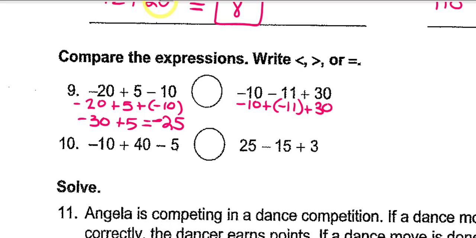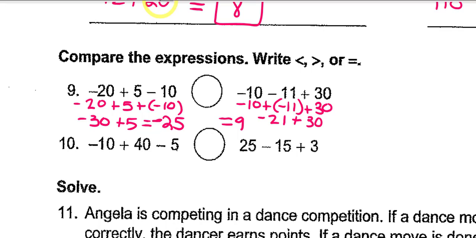The two that have the same sign are the two negatives. So 10 plus 11 is going to give me a negative 21 plus 30. Subtract them because the signs are different. So 30 minus 21 is going to equal 9. And the larger absolute value is positive.